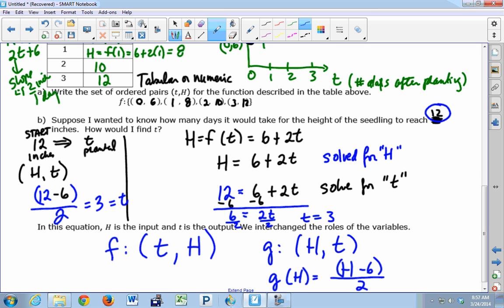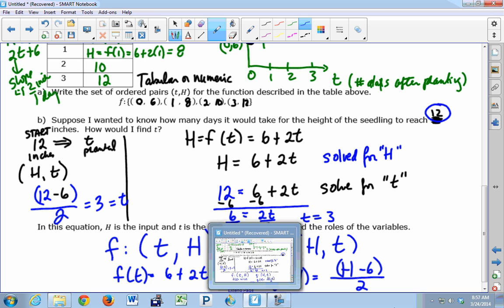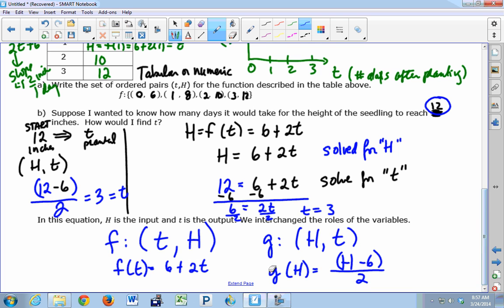That's how we undid, how we got back to the number of days. Remember, f of t was 6 plus 2t. So here we have two functions, f and g. And g was able to take the output of f and bring us right back to the number of days.